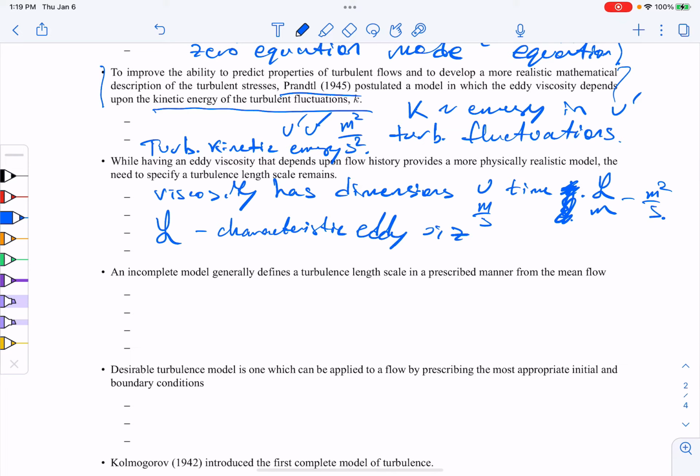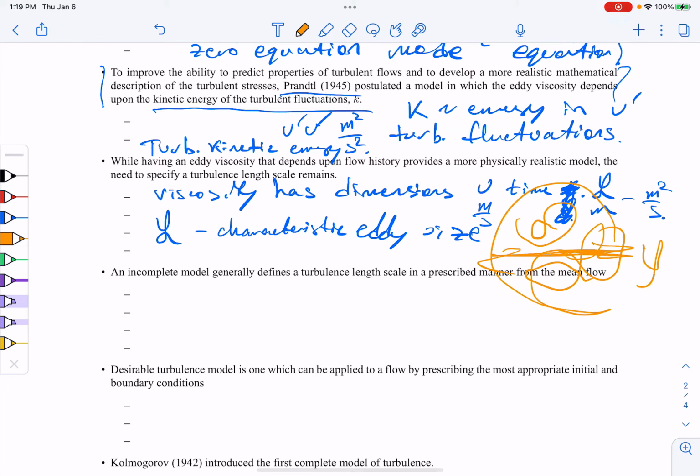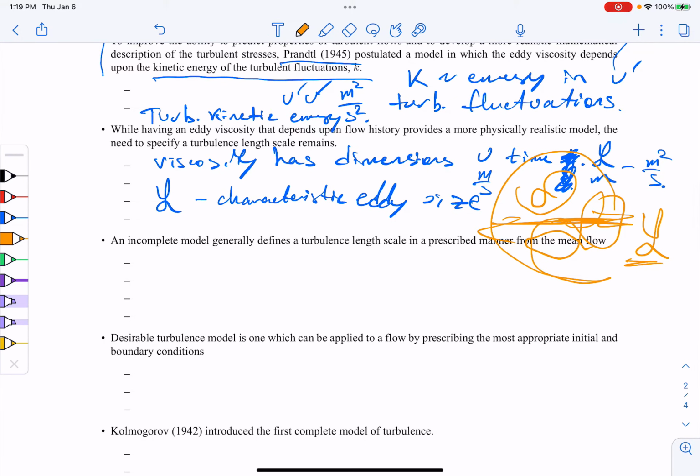So what does that mean? When we look at turbulent flows and pictures of turbulent flows, we might see different eddies, big ones and small ones. And so the distance across an eddy might be L, something like that. And the problem with these approaches is that you would need to know something other than the initial conditions and boundary conditions of the flow. And that's why they're called incomplete models.